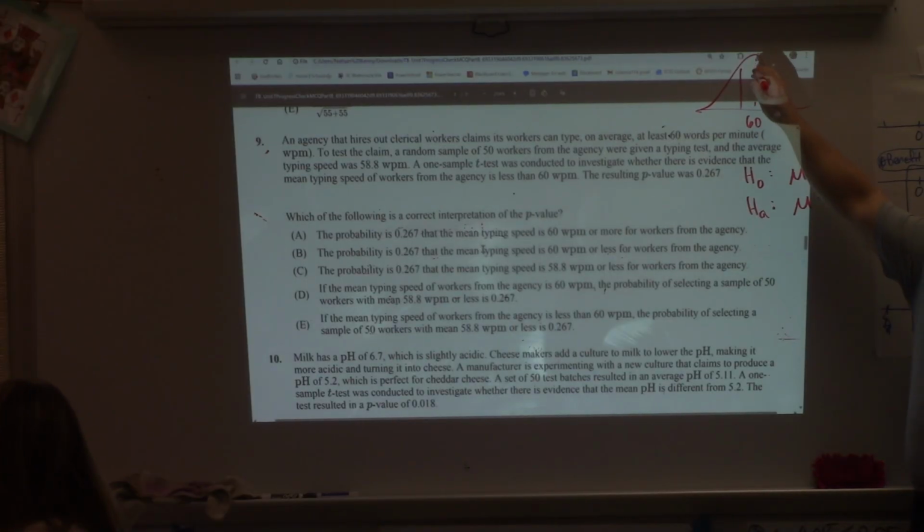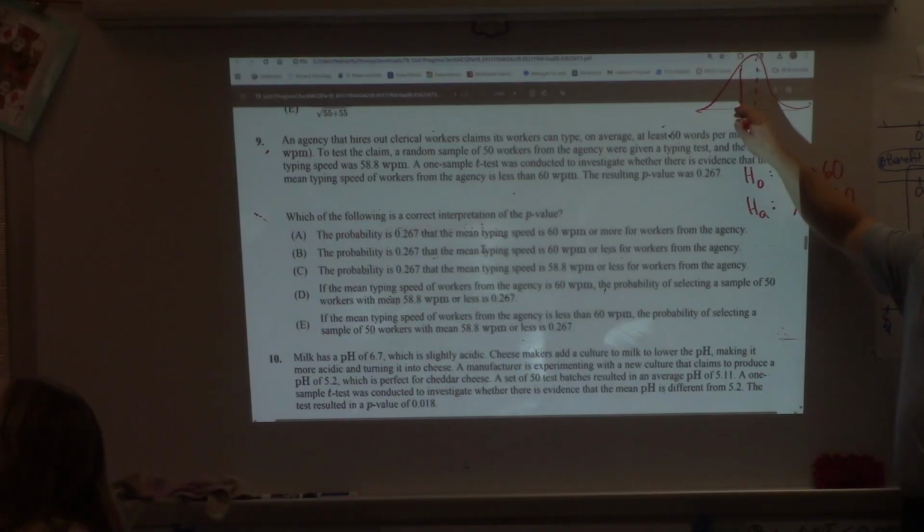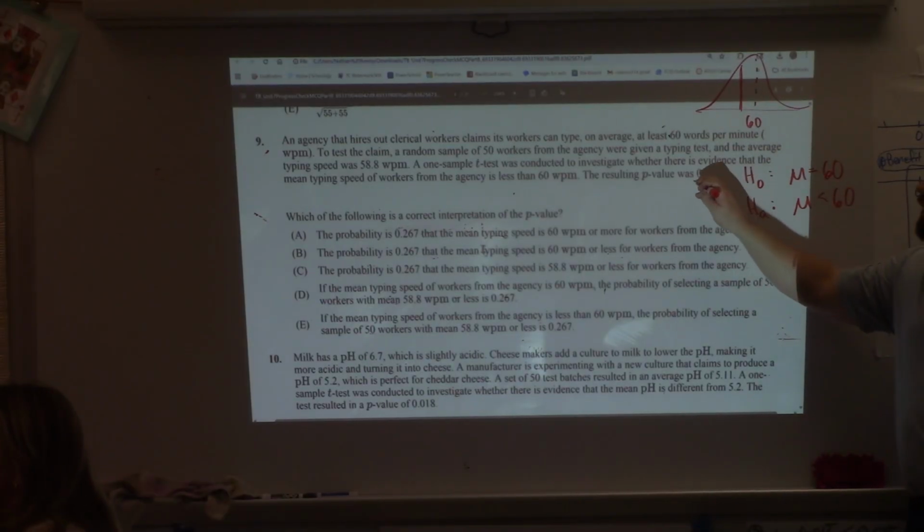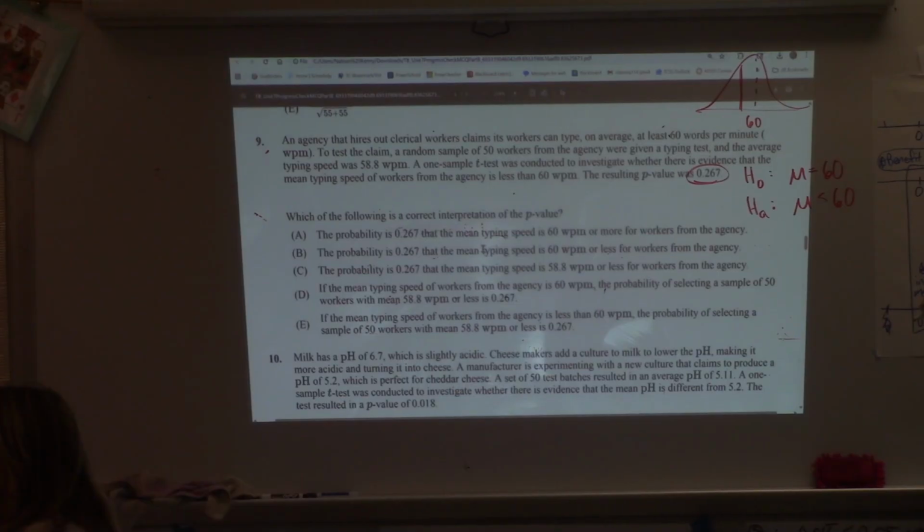There's a chance this is true, and I got this value just due to sampling variability. So based on this p-value, does that p-value tell us that 60 is probably wrong, or does that p-value tell us sampling variability could have been at play? Sampling variability could have been at play. That's not that unlikely. Remember, it's when it's so unlikely by chance alone that I reject the null.